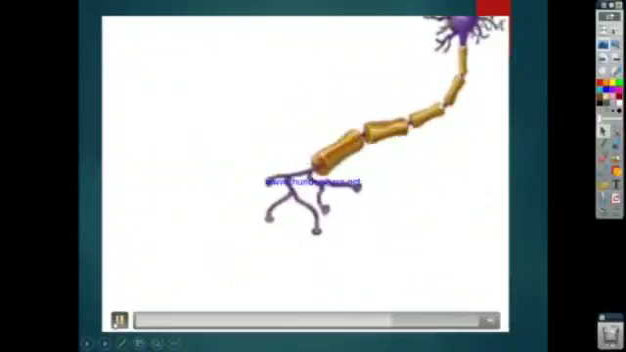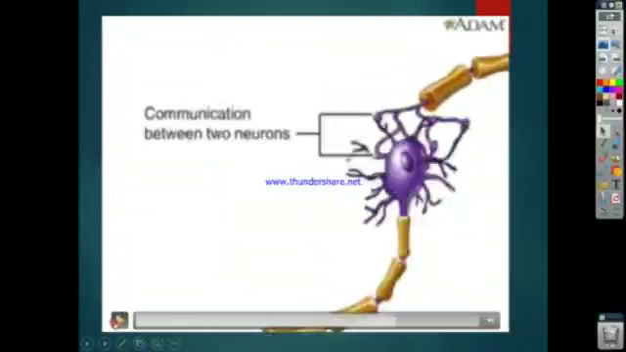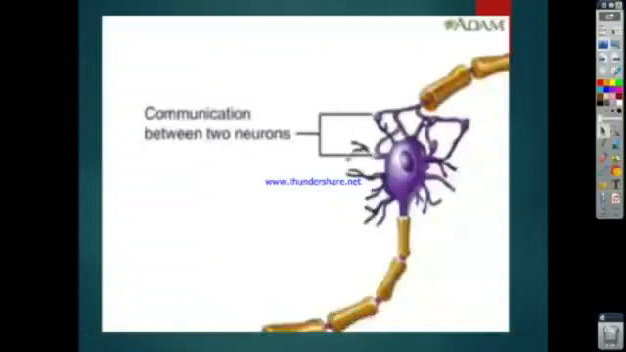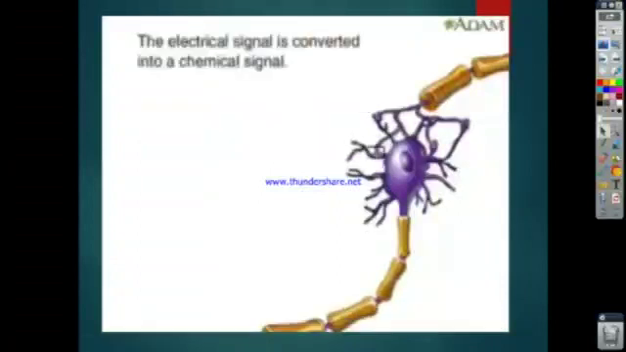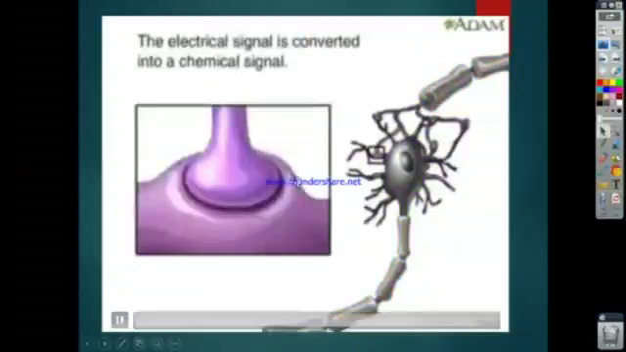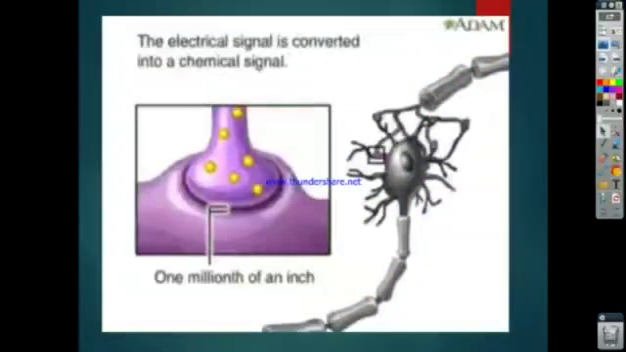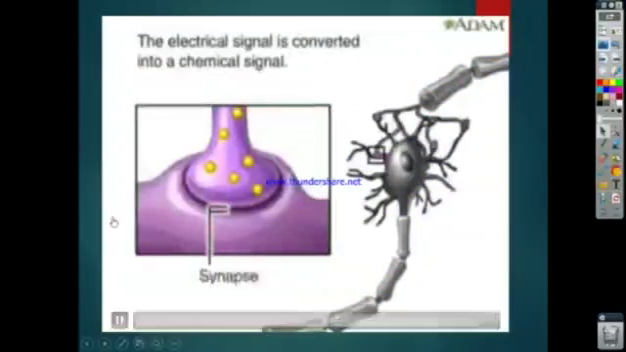Now, how does communication between neurons occur? The electrical signal is converted into chemical signals. As we see here, it is converted into chemical signals.